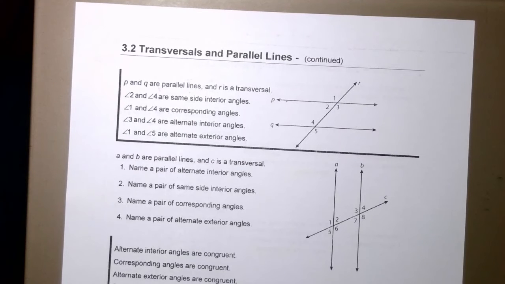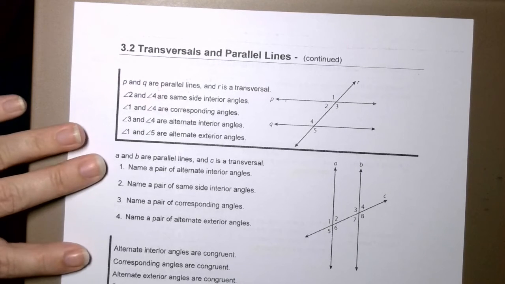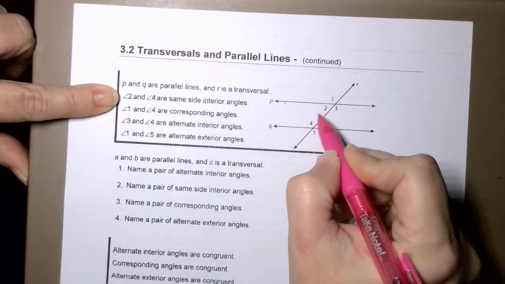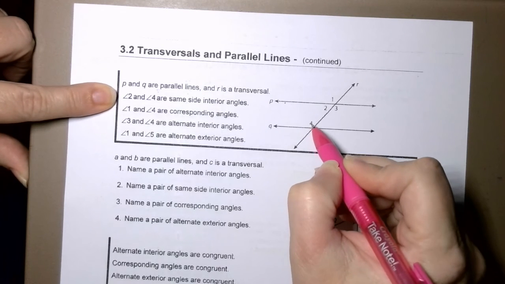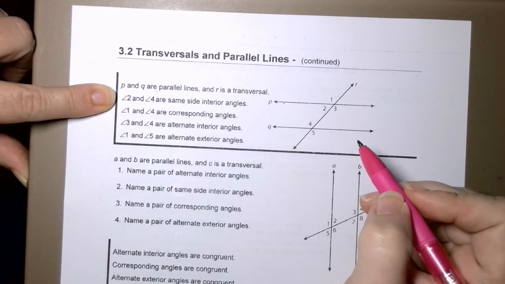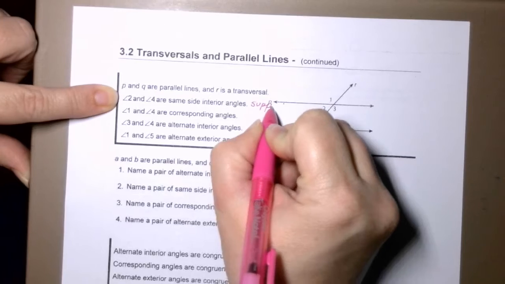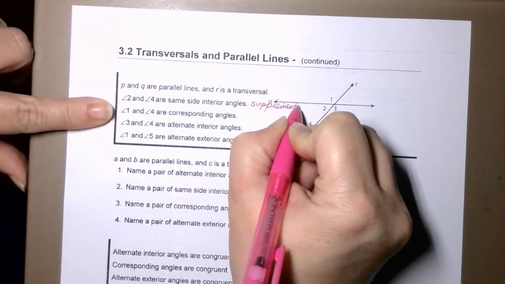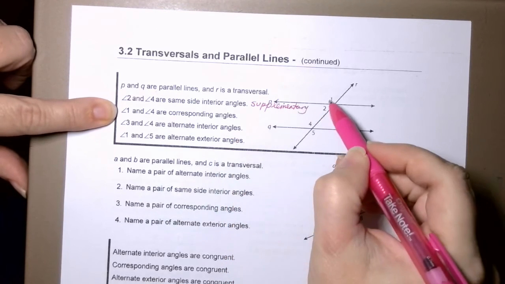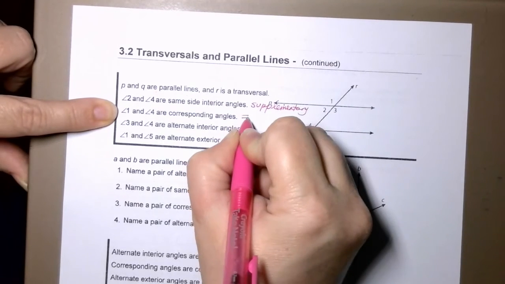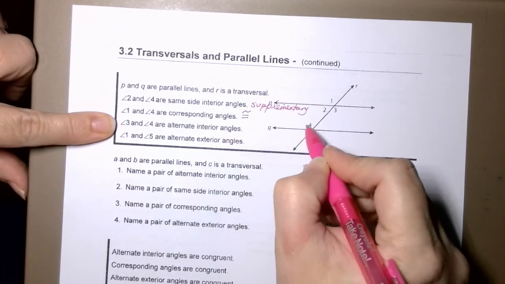And let's see what we got. Okay, so we have 2 and 4. They are same side interior. Are they supplementary or congruent? Supplementary. What about 1 and 4? They are corresponding angles. Are they supplementary or congruent? Congruent. 3 and 4, alternate interior.